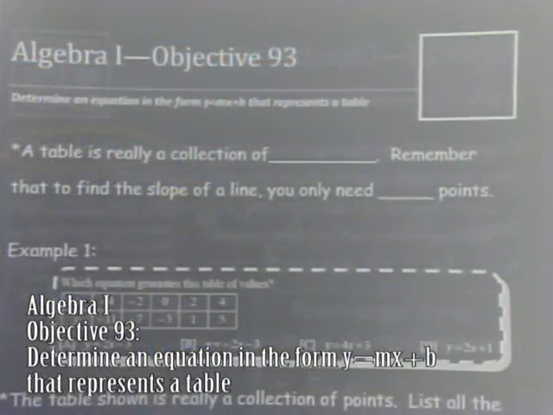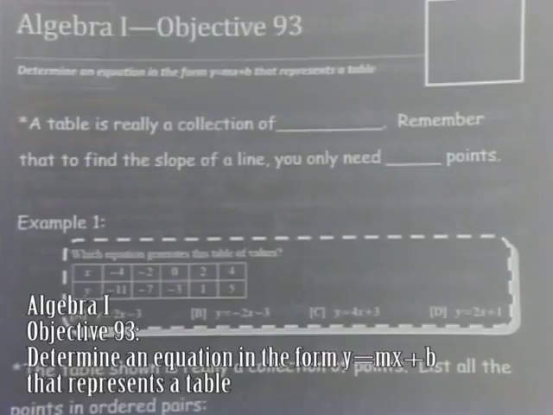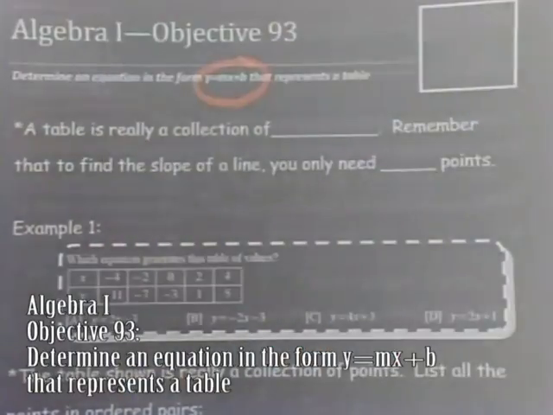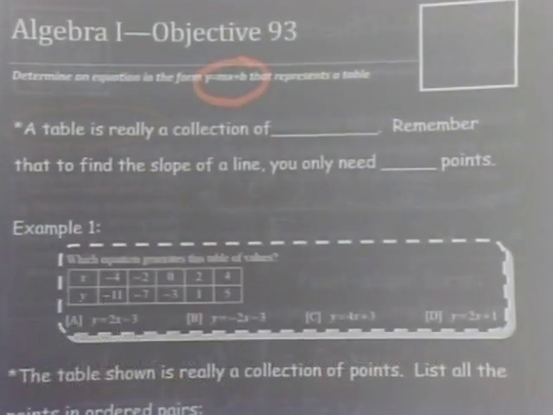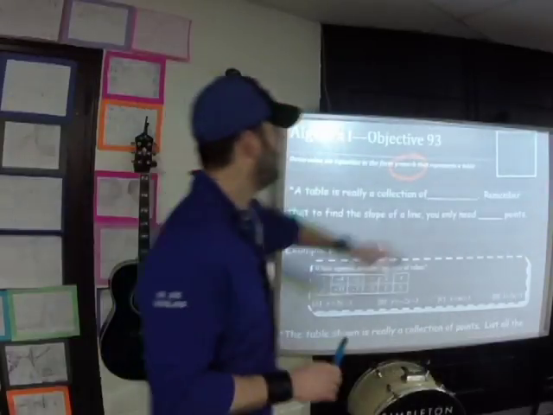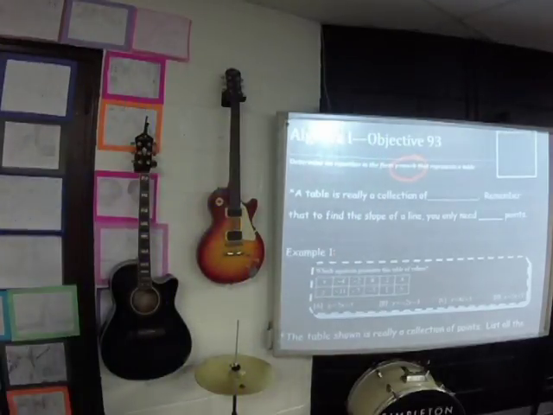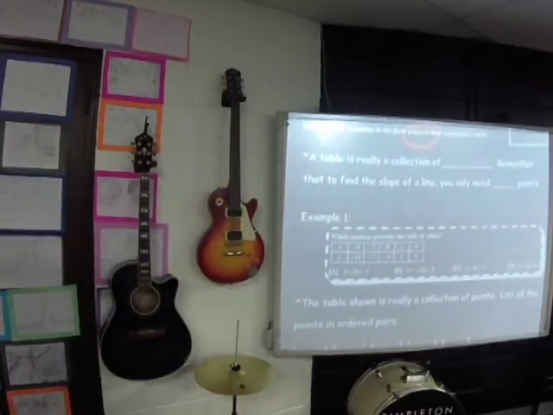Objective 93 says, determine an equation in the form of y equals mx plus b that represents a table. So our final answers on all of these are going to be in y equals mx plus b. What do we call y equals mx plus b? Slope-intercept. All of your answers on this objective, your final answer will be y equals mx plus b, or slope-intercept form.